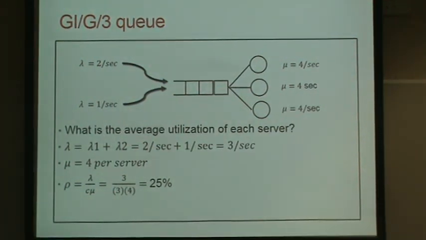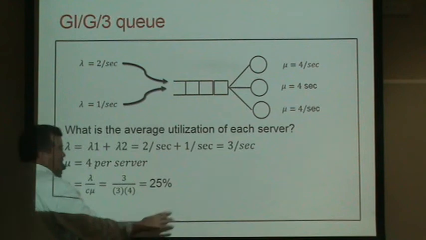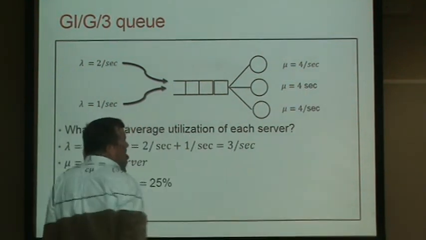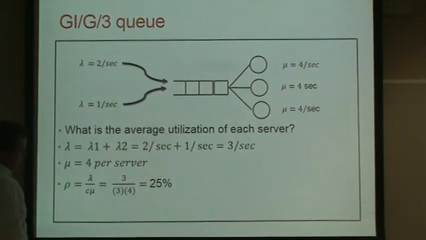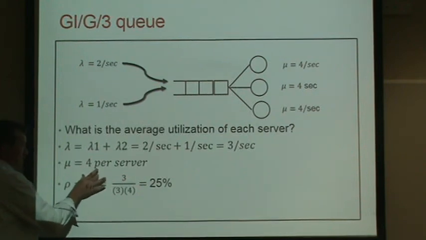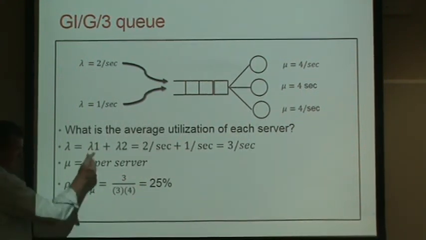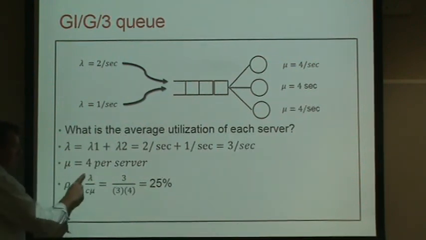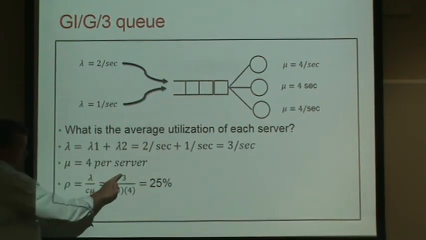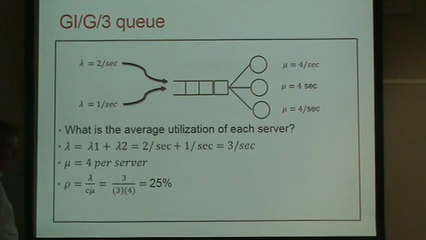3 times 4. So the percentage of time that the typical server is in use would be, it's always lambda over mu, but now in this case it would be lambda over c mu, where we use the little letter c for the number of servers. Lambda over c mu, which would be 3 over 3 times 4, which is 25% of the time. So these servers, each one individually, will be in use 25% of the time.